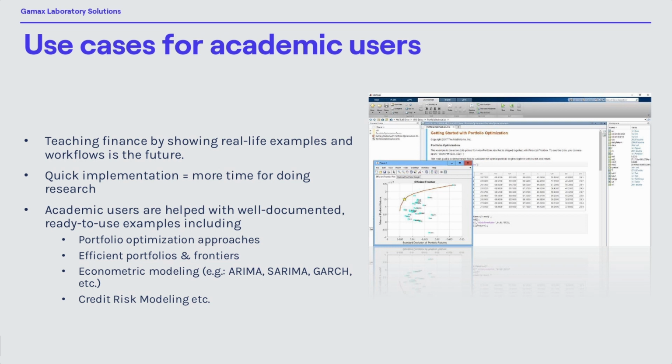It means that, for example, in research, you have more time for doing your research instead of reinventing the wheel again and having to do some complicated calculations and code that are also available in MATLAB. Academic users have well-documented and ready-to-use examples, as also Koppány said, for example portfolio optimization approaches, efficient portfolios and frontiers, econometric modeling for macroeconomic studies, and also credit risk modeling, and so on. There are many examples. For commercial partners, the computational finance suite also offers an alternative to legacy software solutions.